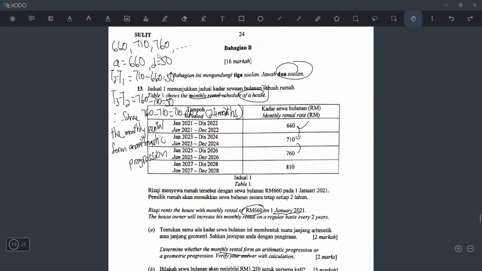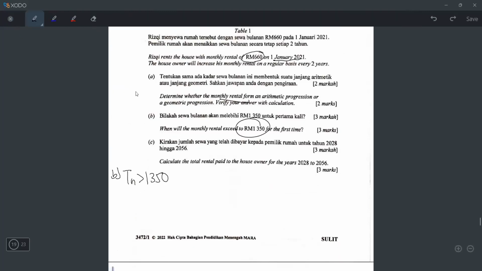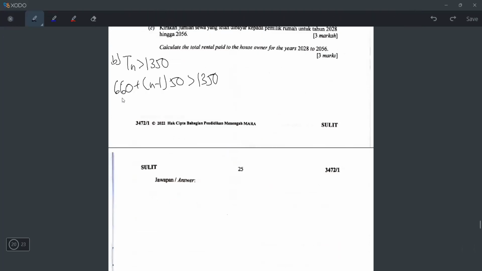So we all know the TN formula is A plus N minus 1 D. The A is 660 and then the D is 50. So 660 plus N minus 1 times 50, bigger than 1350. So I can find the N now. So the N will be what? 660 plus 50N minus 50 bigger than 1350, 50N bigger than 1350 plus 50 minus 660, 740.